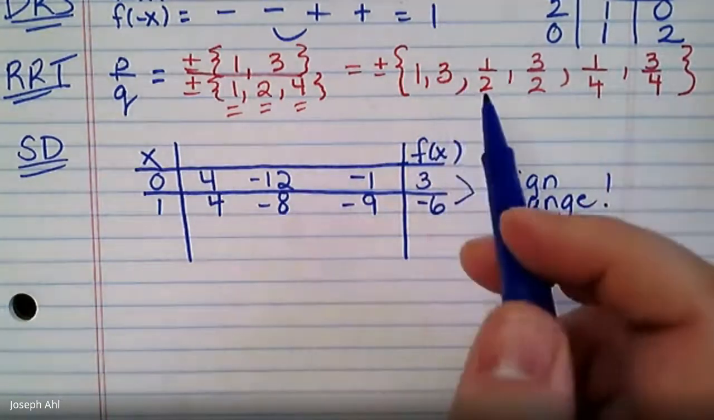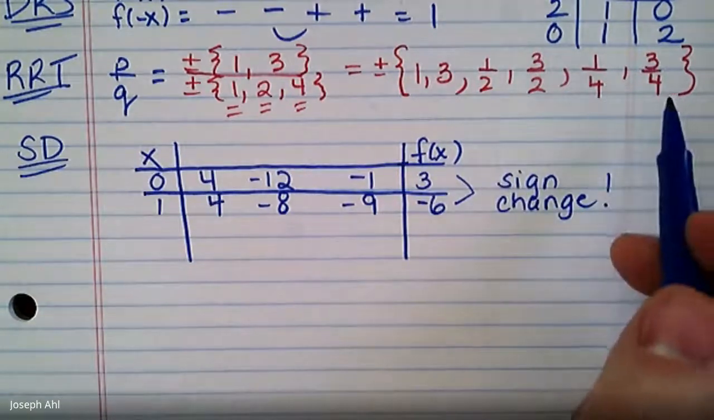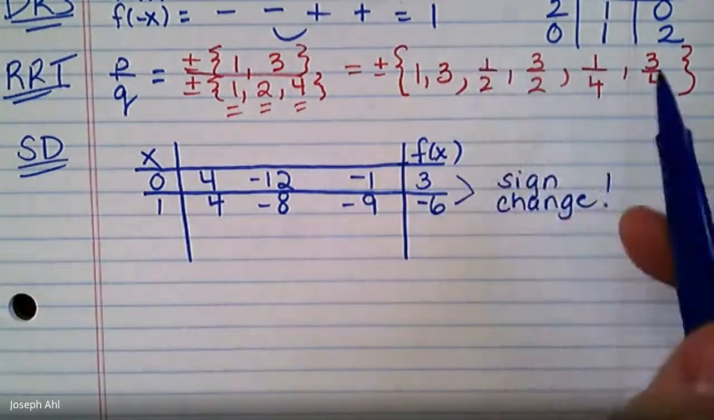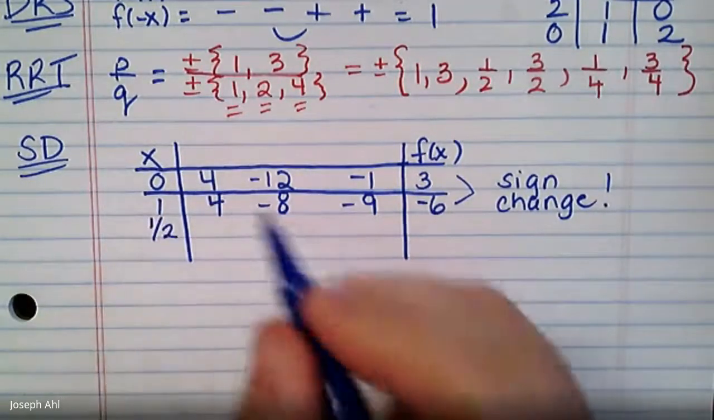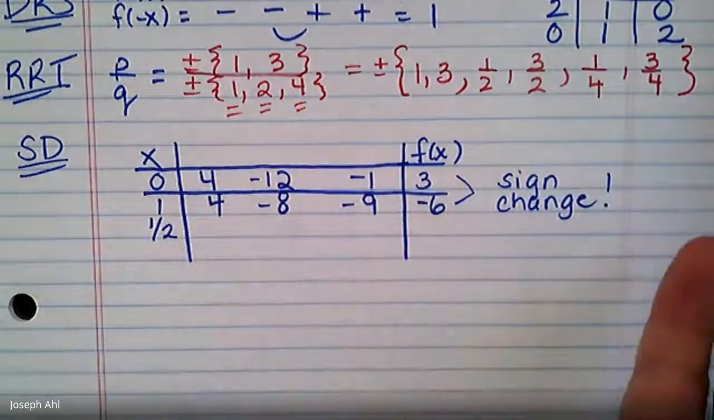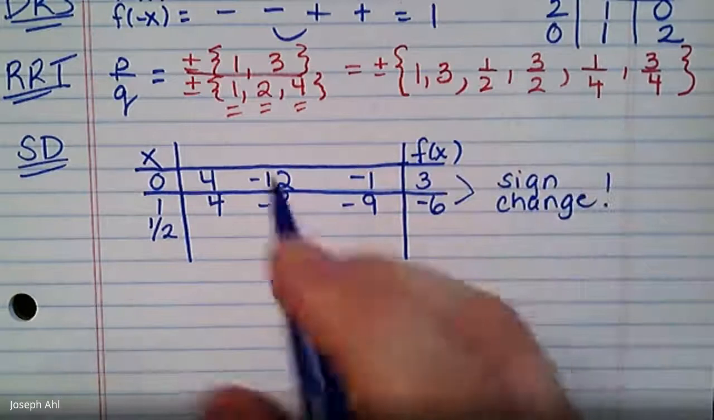So the only issue is that when I look at my list, it could be 1/2, it could be 1/4, and it could be 3/4. There's actually 3 choices of what I could test next. Typically 1/2 is going to be a little bit easier to test, so I guess I'll do that one. If 1/2 doesn't work, maybe I'll move on to 1/4 or 3/4.